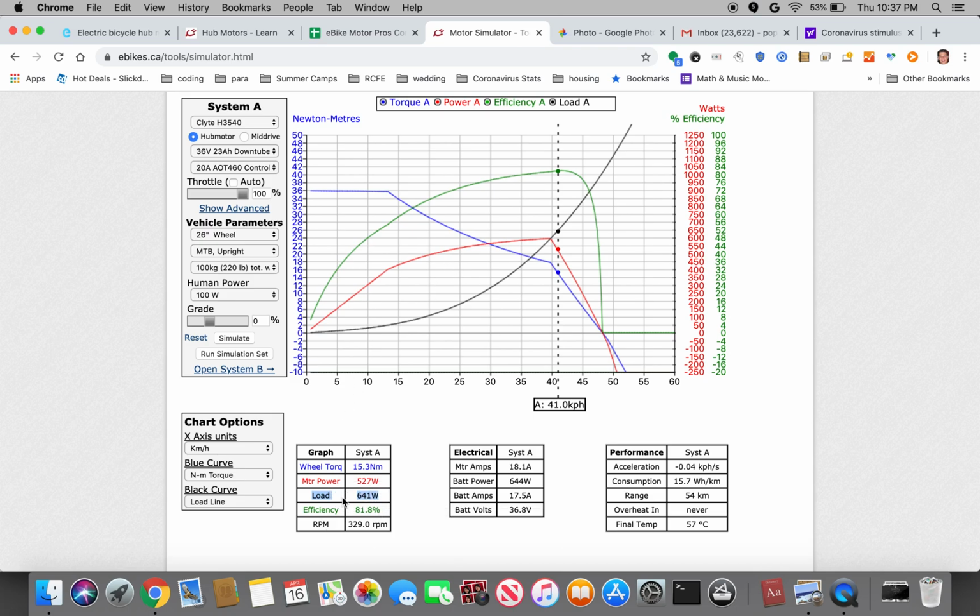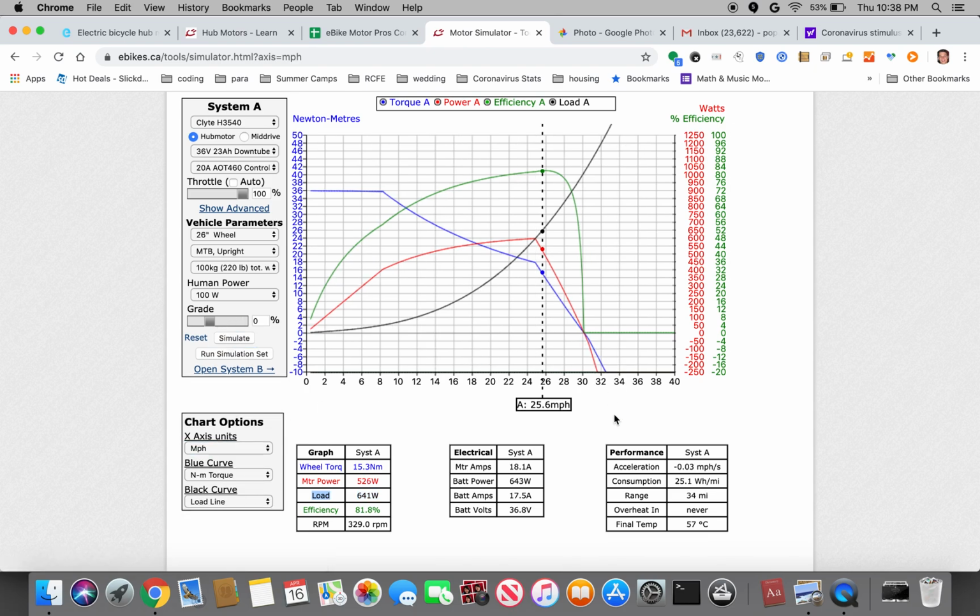So you can see here the efficiency of the motor is about 82%. So 82% of that 640 watts is going into the motor itself, and it is making the wheel spin at 329 revolutions per minute, which, given that it's a 26-inch wheel, translates to about 41 kilometers per hour. You can switch it to miles per hour if that's easier for you.